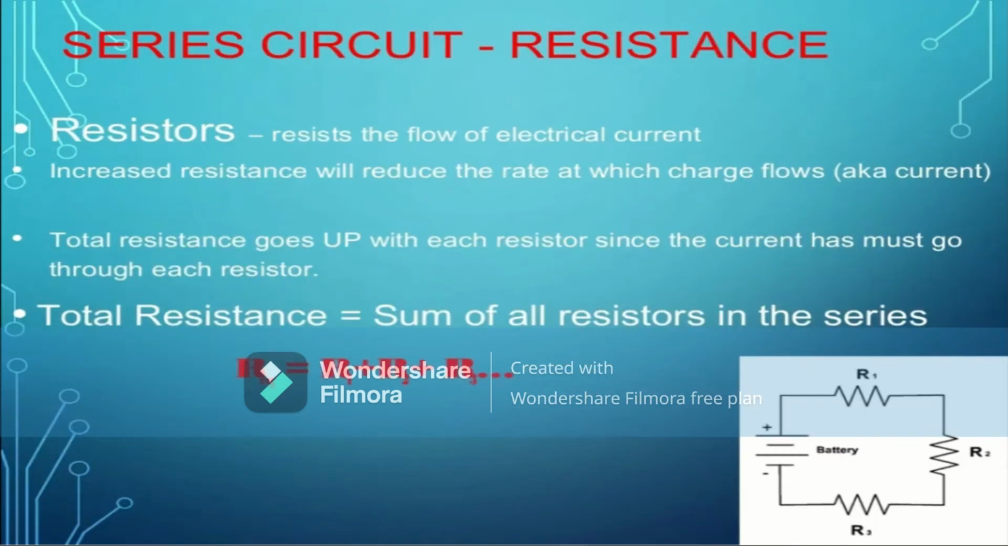In a series circuit, the resistor resists the flow of electrical current. Increased resistance will reduce the rate at which charge flows. Total resistance goes up with each resistor since the current must go through each resistor. Total resistance will equal the sum of all resistors in the series, like R total equals R1 plus R2 plus R3 plus R4 if it exists.